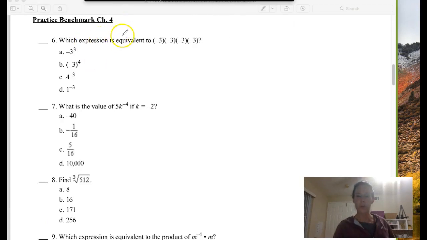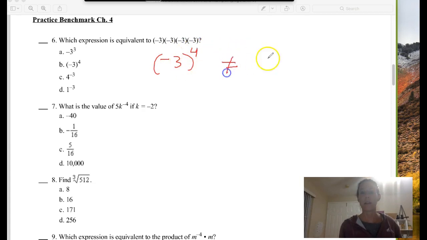All right, which expression is equivalent to negative 3 times negative 3 times negative 3 times negative 3? This is repeated multiplication, which is what the exponent gives you. This is just going to be negative 3, and there's 4 times, so to the 4th power. Make sure this is all in parentheses, negative 3 to the 4th power. That is not the same thing as negative 3 to the 4th power, okay? This is on the outside of the parentheses.